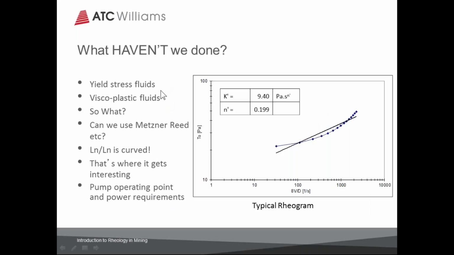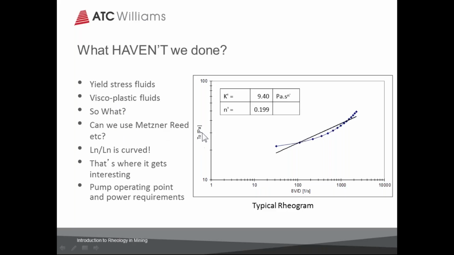What is important here is, what impact does a yield stress have? Yield stress fluids, also called viscoplastic fluids, are in almost every tailings facility that I've come across. And so what impact will the yield stress have? Can we use the Metzner-Reed approach?